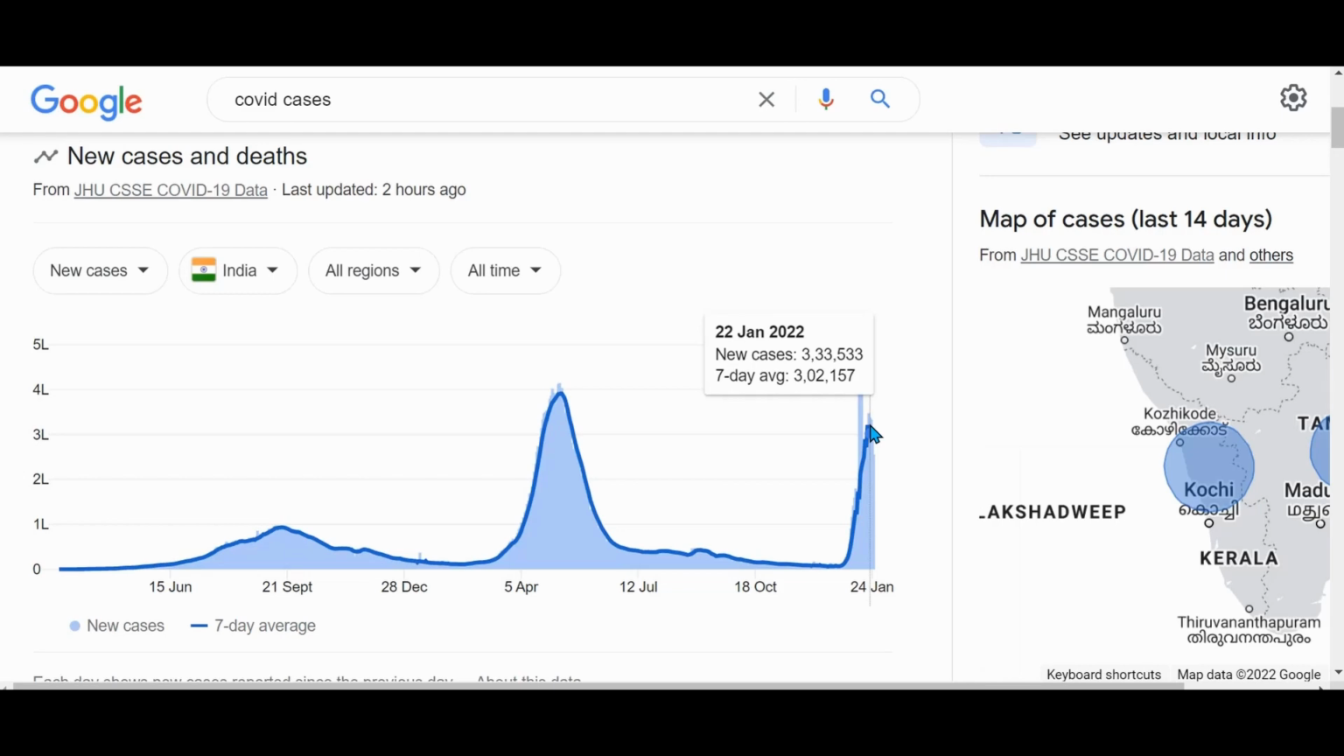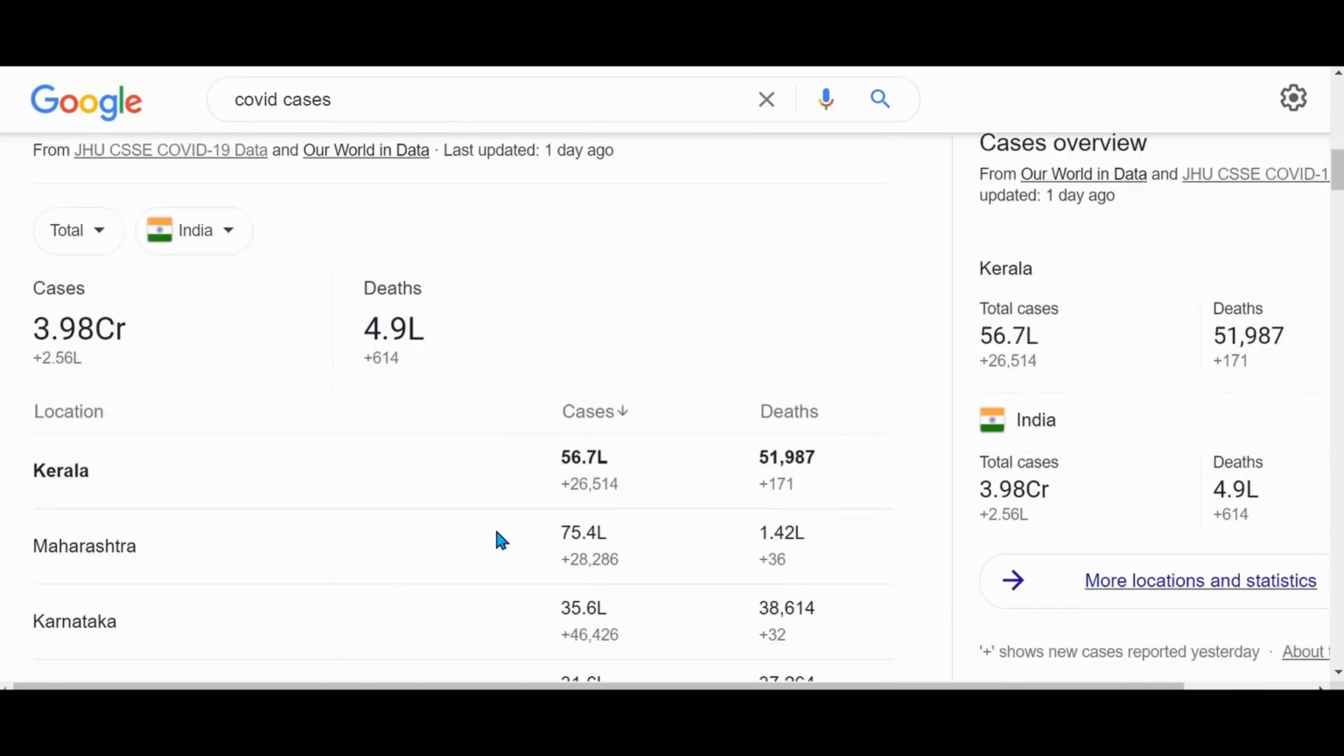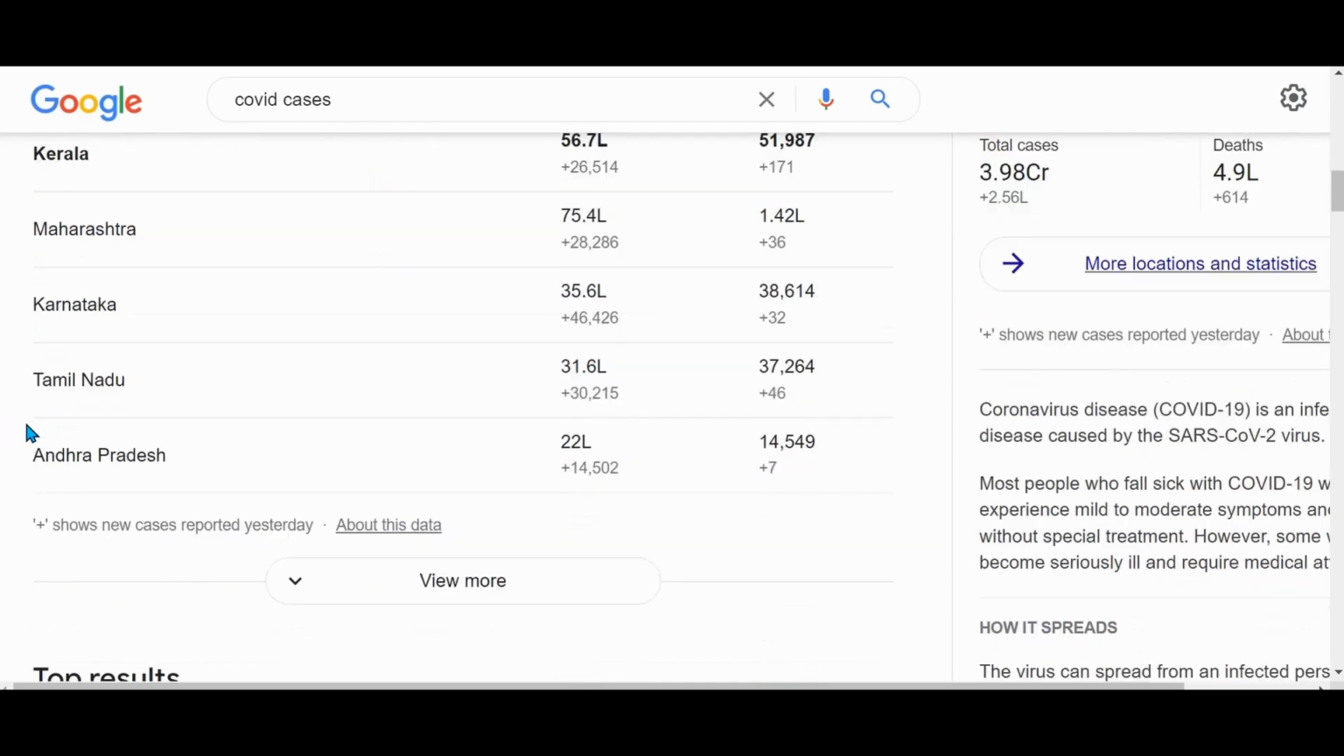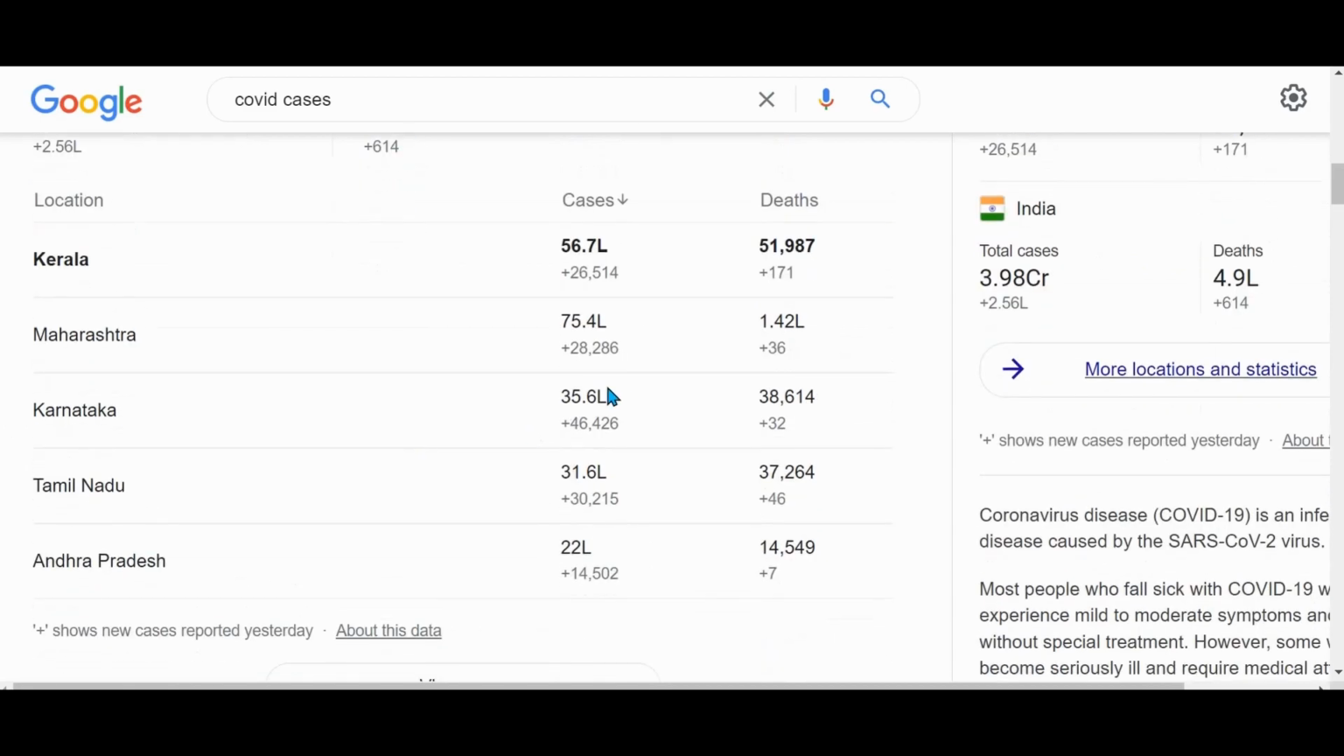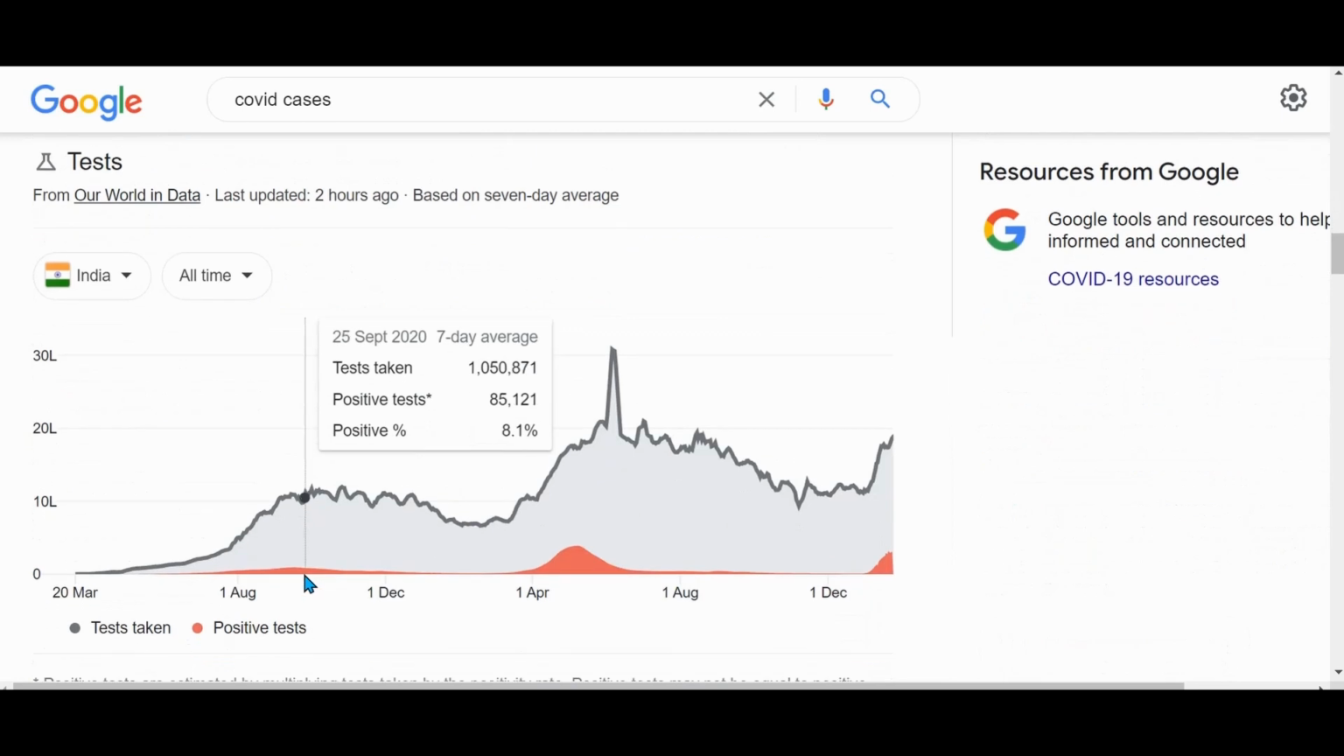Now I have done some analysis on the COVID-19 cases, using data contributed from different parts of India, not only for a single day but for the whole year. Similarly, for the next year also, total cases are 3.98 crore and deaths are 4.9 lakhs. That is also given state-wise for cases and deaths in this table. Similarly, here you can see the tests.